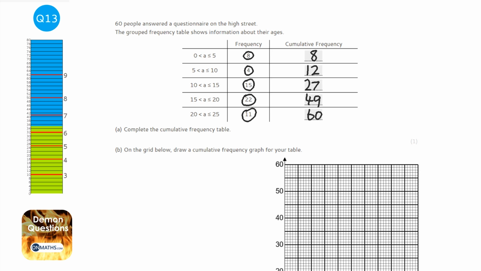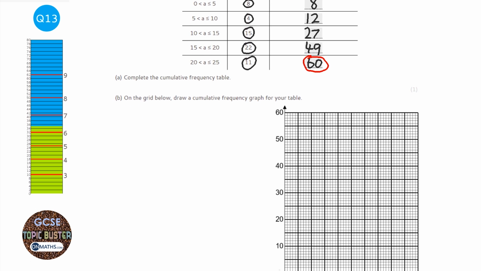Now, a way of checking this sometimes is that the last one should be the total amount of whatever it is. Well, it tells us there's 60 people in the question, so we should end with 60. Now we need to plot that onto our graph, and we're going to do that.